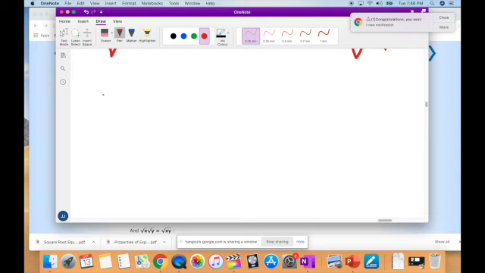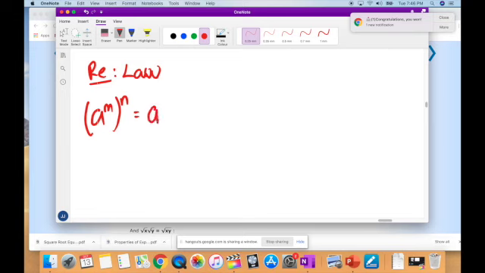Remember how we have the law? Recall the law that, where's the law again? A to the m, all to the power of n, is equal to a to the m times n. Remember this law?